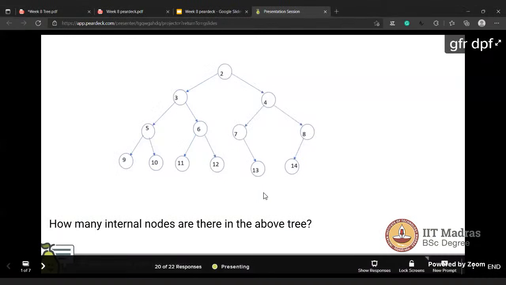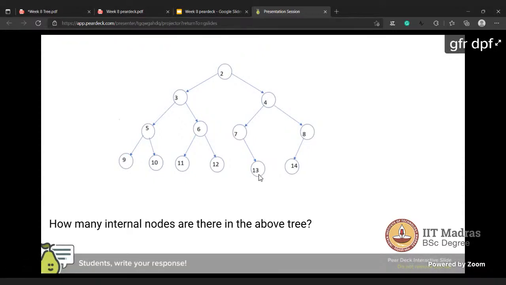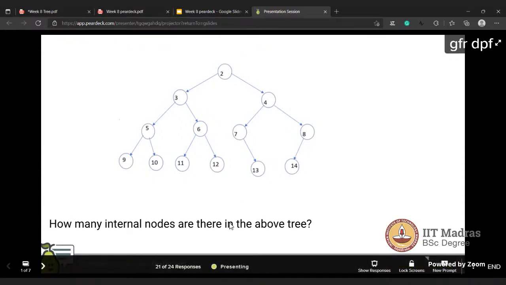Okay. So in the above tree, you have to say how many internal nodes are there in the above tree. So we will wait one to two minutes so that everyone can respond.